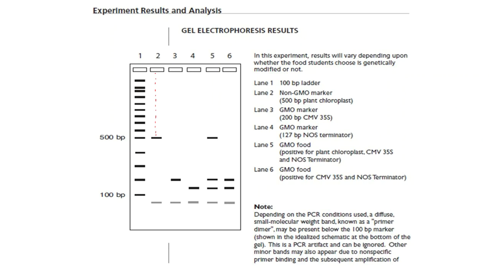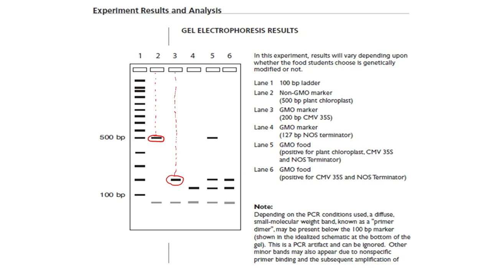At 500 BP, which means 500 base pairs, we see the plant chloroplast, which is the plant marker that lets me know this was a plant that was brought into the lab. Lane number 3 was a GMO marker, and this is going to happen at 200 BPs. This is a CMV35S, which is a very common marker that they use in the genetic world. This is the cauliflower mosaic virus that they use for specific purposes, and I do see a gene that shows up with number 3, around 200 base pairs.